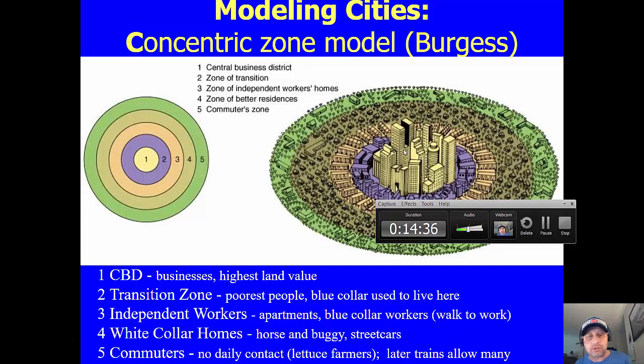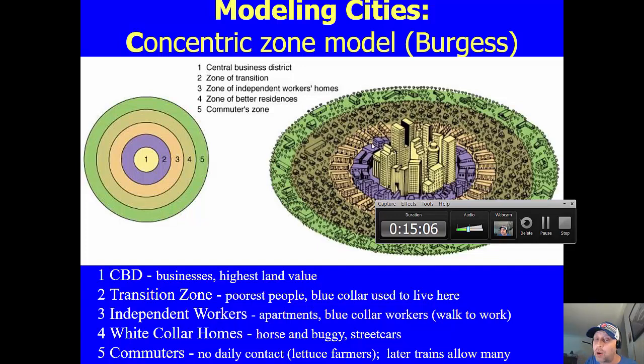Then we start to get to the wealthier zones. All right. Now, what Burgess said in zone 4 is the white collar homes. Now, white collar tend to be middle to upper class homes. These are folks that are not manual laborers. These are folks that are not laborers usually at all. They're generally more office based, right, workers, working and providing services for others within offices, within stores, those sorts of things. So these homes are generally lived in by wealthier groups within the city.